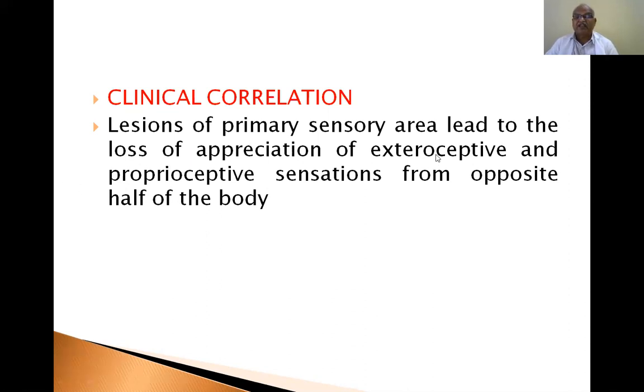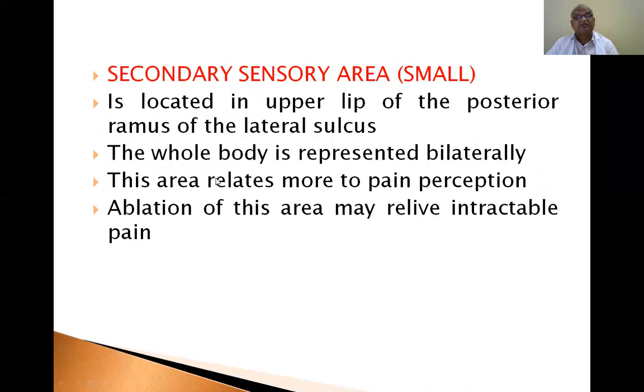Lesion of primary sensory area leads to the loss of appreciation of exteroceptive and proprioceptive sensations from the opposite side of the body, because exteroceptive, pain, touch, temperature, and proprioceptive, vibration, joints and so on, both are damaged in post-central areas. Secondary sensory area is located in the upper lip of the posterior ramus of the lateral sulcus. Whole body is represented bilaterally. This area relates more to pain perception. Ablation of this area may relieve intractable pain.